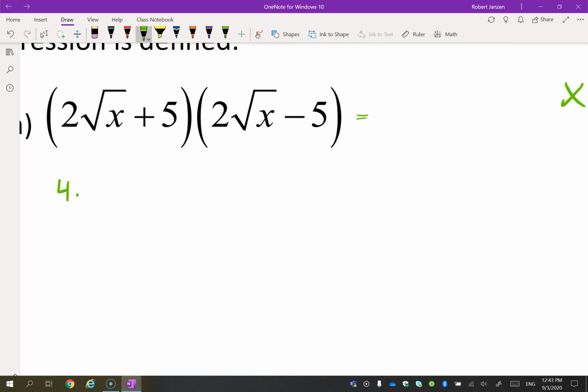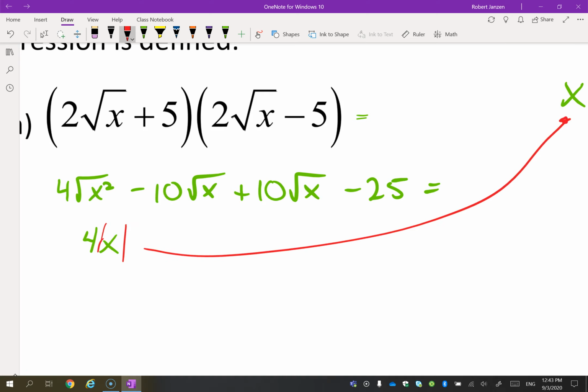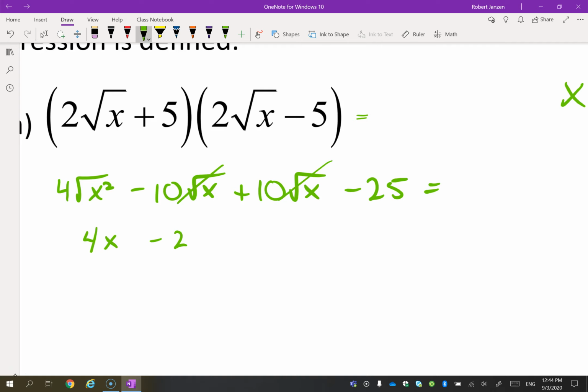So you're going to get 4 root x squared minus 10 root x plus 10 root x minus 25. And simplifying this, I get 4x. Now, I will never ask you this, but in your head you should be thinking, well, that has to be positive, but I already said it was positive. So I don't need to worry about this. Okay? So 4x, these cancel out, minus 25.